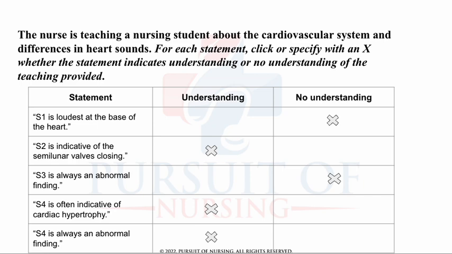S3 is always an abnormal finding. That is false. So an S3 may be normal in patients younger than 30. In patients older than 30, an S3 can indicate heart failure or even ventricular regurgitation. An S4 is often indicative of cardiac hypertrophy, and it is always an abnormal finding. These are true statements. An S4 is always abnormal. It can indicate cardiac hypertrophy or even damage to the ventricular wall.